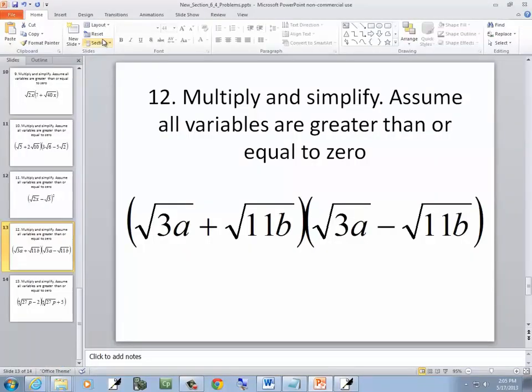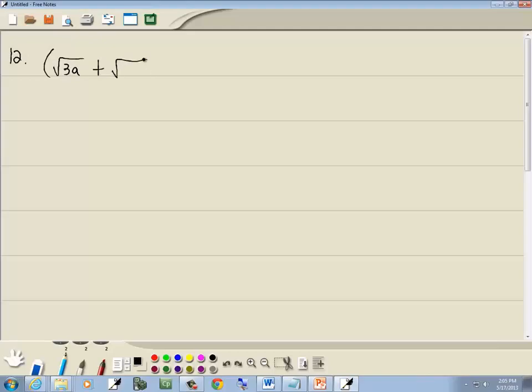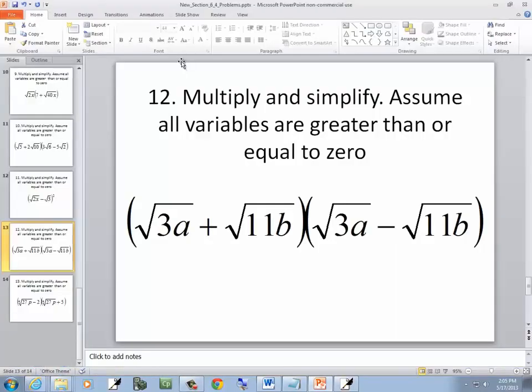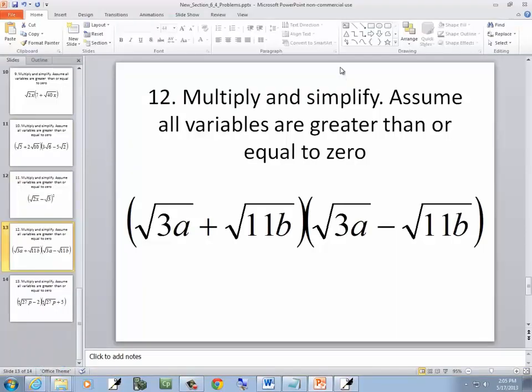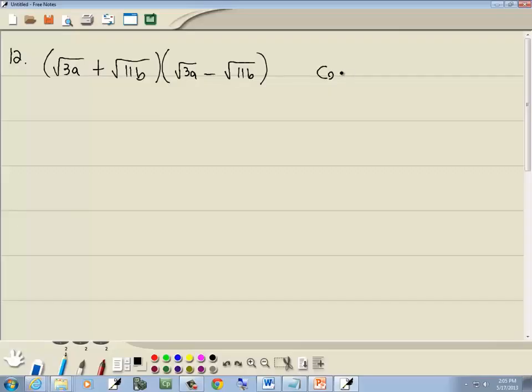Okay, square root of 3a plus square root of 11b times square root of 3a minus square root of 11b. Now these ones, they say multiply and simplify, same instructions, but these are actually conjugates. Let's talk about what a conjugate is. A conjugate is when the first part and the last part are the same.